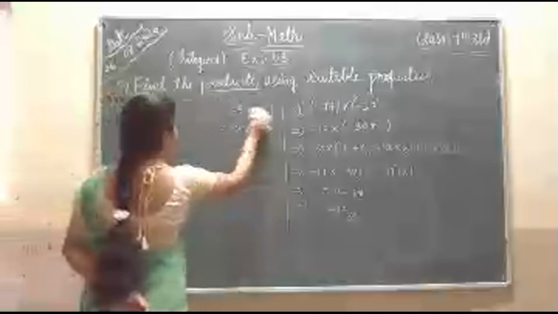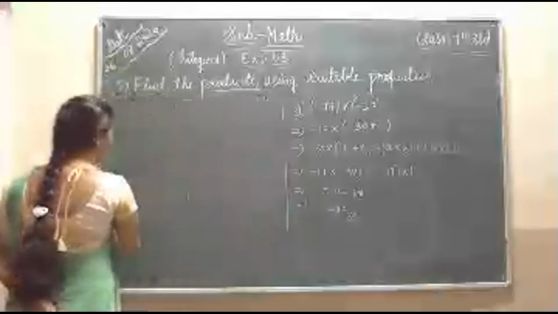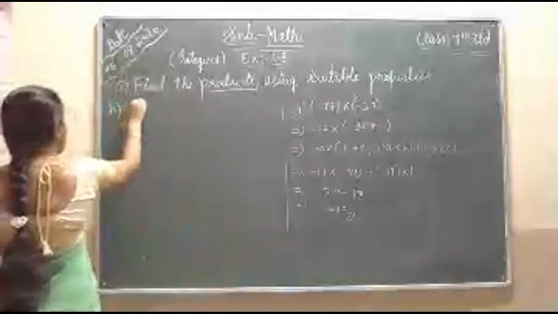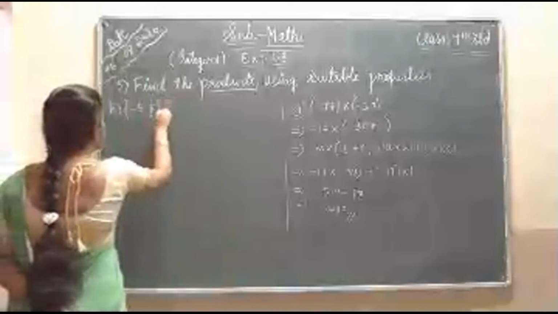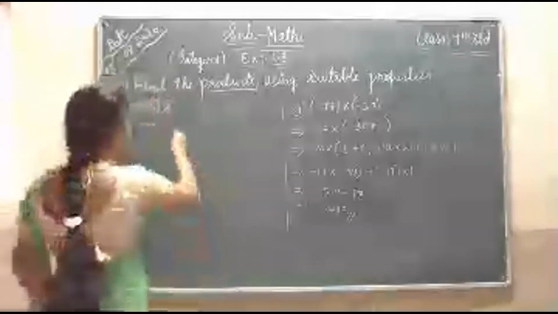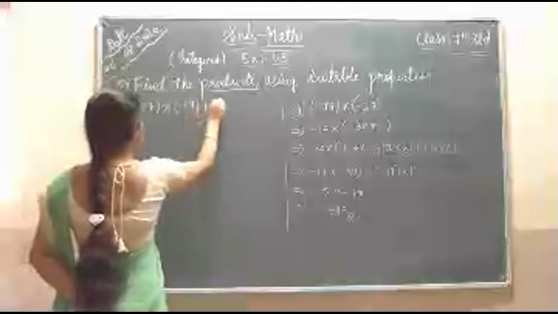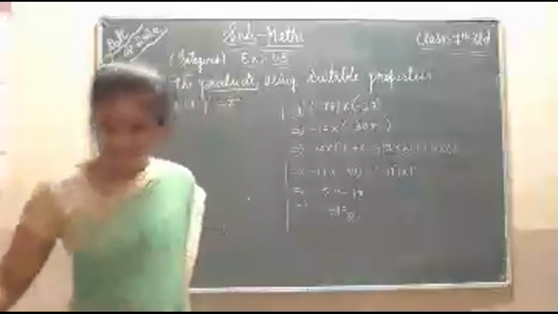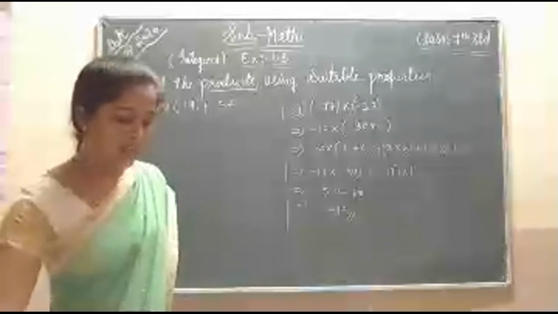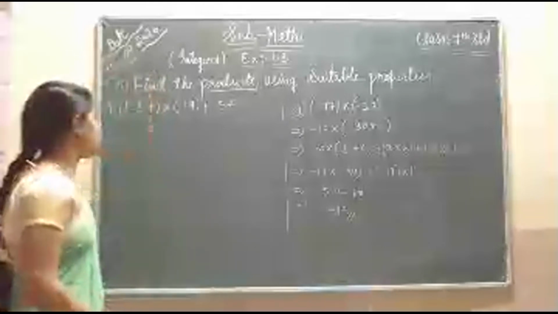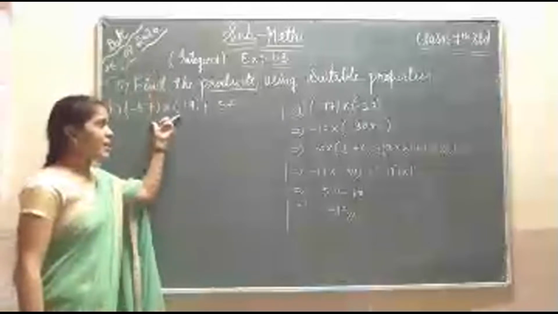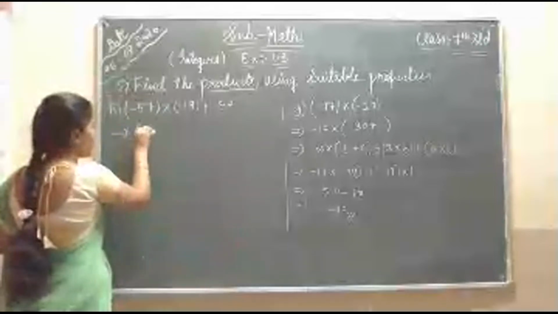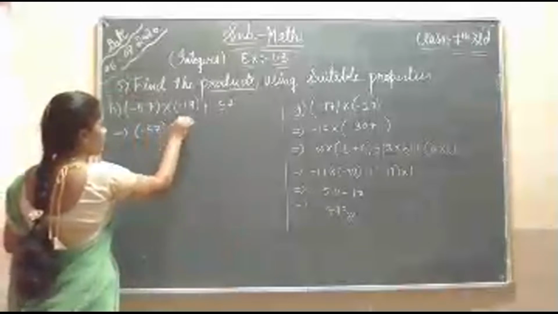Now last question of this fifth main, last question, H. Minus 57 into minus 19 plus 57. Minus 57 into minus 19 plus 57. Here, two integers in multiplication and one is in addition. So here, there is no property. So we will arrange in distributive property.